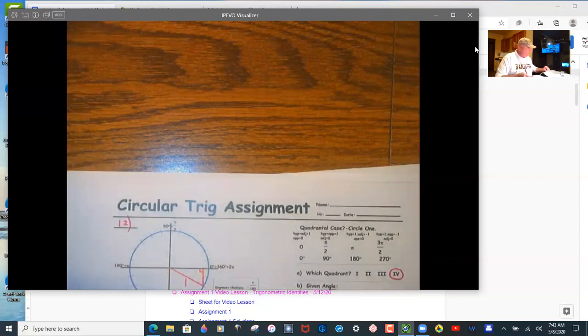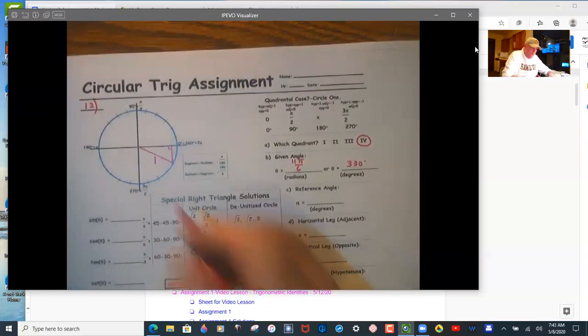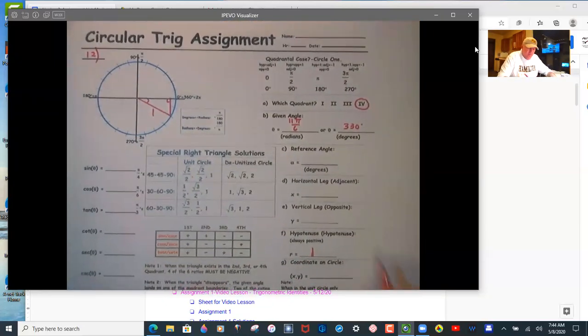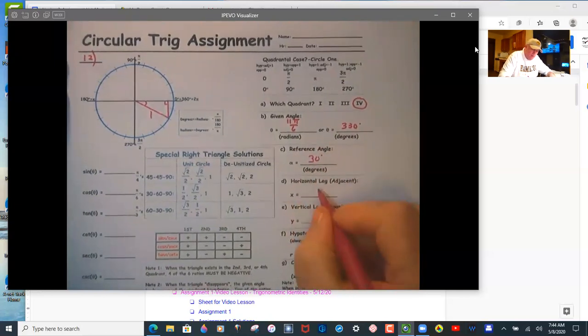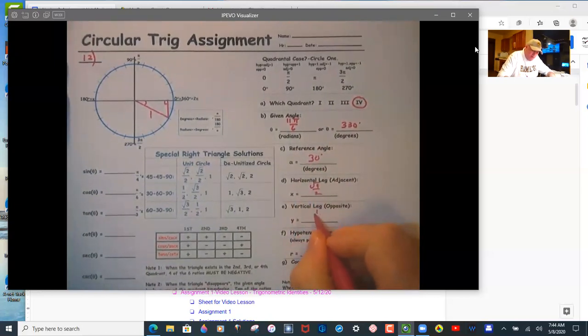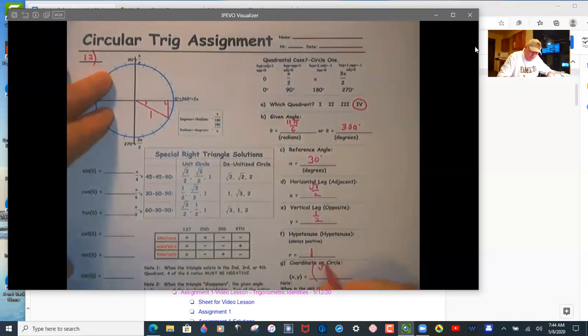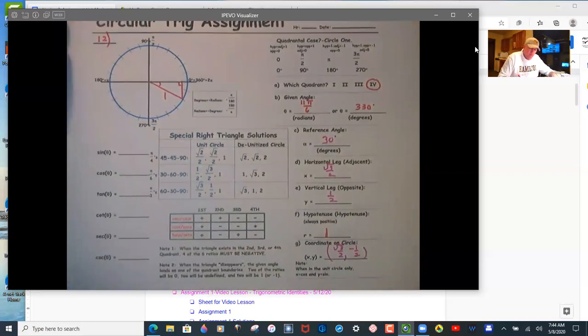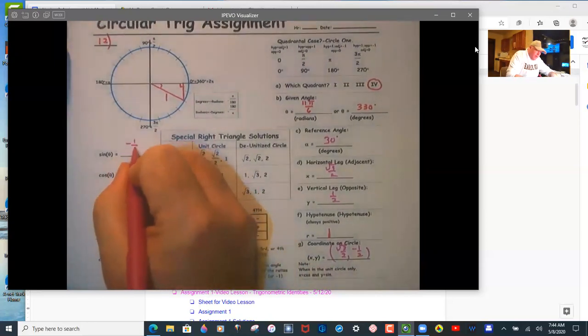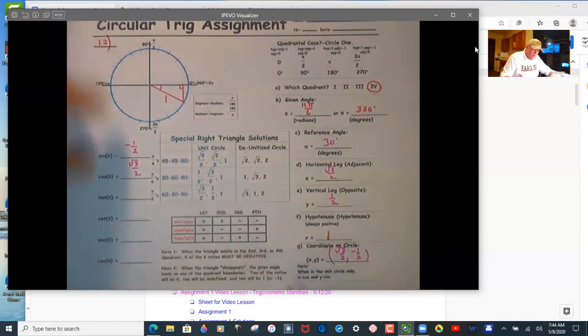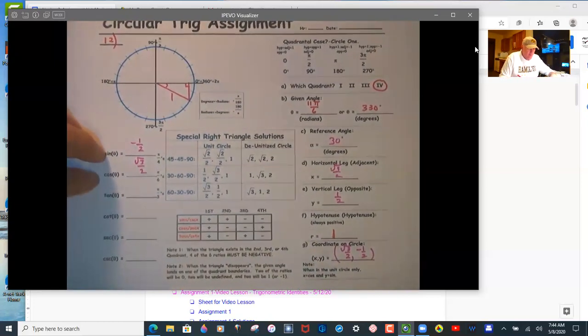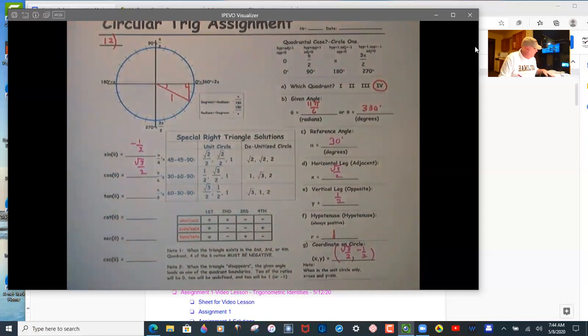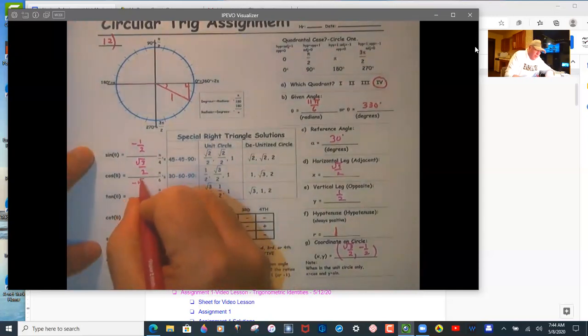So committing some of these to memory for next year is going to be your best plan of attack in doing this. So number 12 will be our last one, and then I'll end and let you work on this. Okay, so again, there's your reference angle. Don't forget that. That's 30 degrees. And it looks like our horizontal leg is the longer one here. So that gets the square root of 3 over 2. And so again, transfer this correctly. Now tangent, you divide these. And that's going to give you negative square root of 3 over 3.